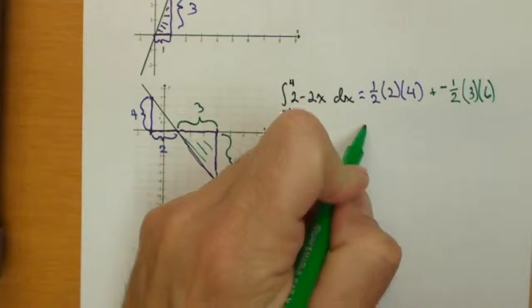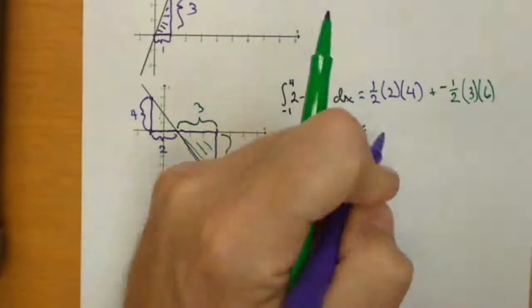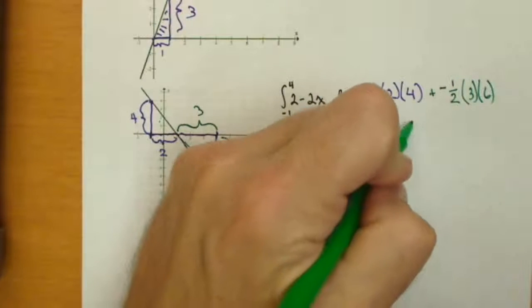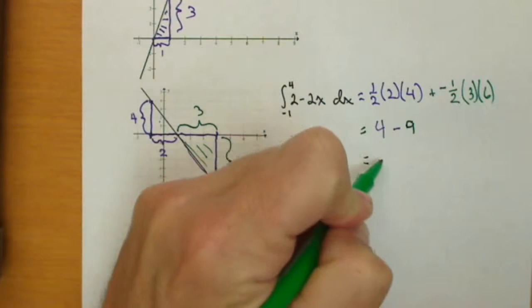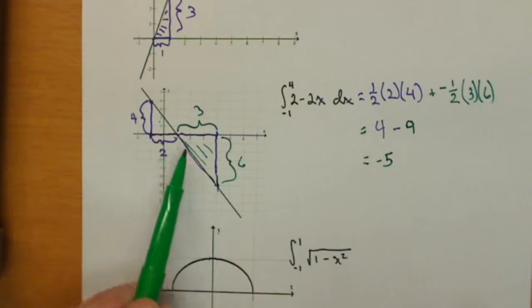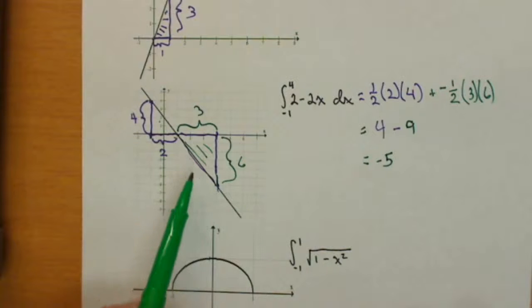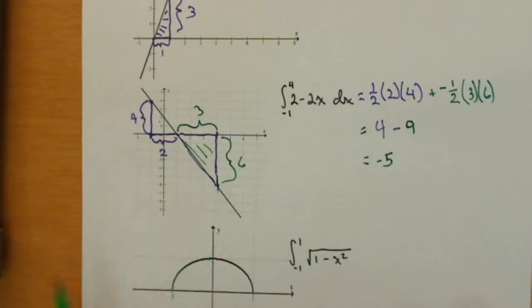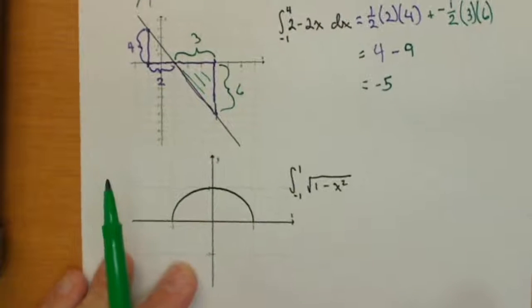So what we get when we add these together, we get 4 minus 9, or a total of -5. So this definite integral is equal to -5. Makes sense that it's negative because we see that there's more area underneath the x-axis than above for our limits -1 to 4.